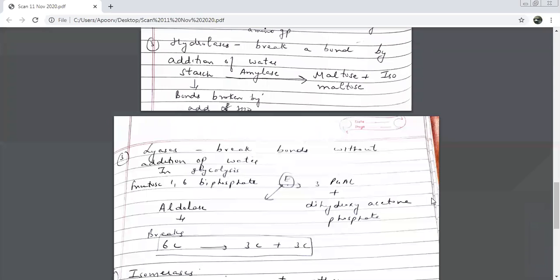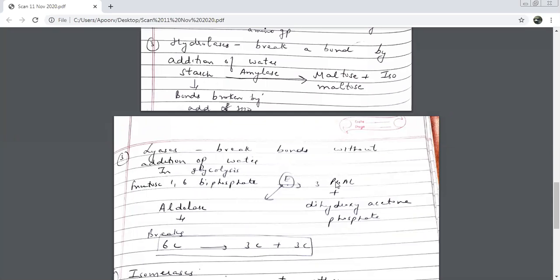If you remember in glycolysis, we had this fructose 1,6 biphosphate. There was an enzyme, aldolase. It was converting fructose 1,6 biphosphate to 3-PGAL and dihydroxyacetone phosphate. This was one step in glycolysis. Now let's understand it in a simple way. Fructose 1,6 biphosphate means 6 carbons. How many carbons in this entire substrate? 6 carbons. Here there is only one reactant, and here there are two products. That means bonds were broken.